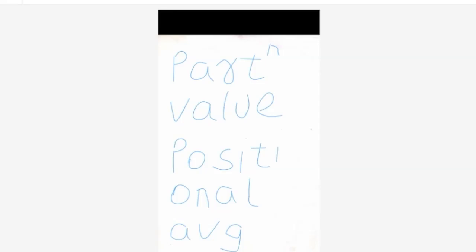Apart from this, we should know that the median is the average which is considered to be unique. Unique means one and only one.